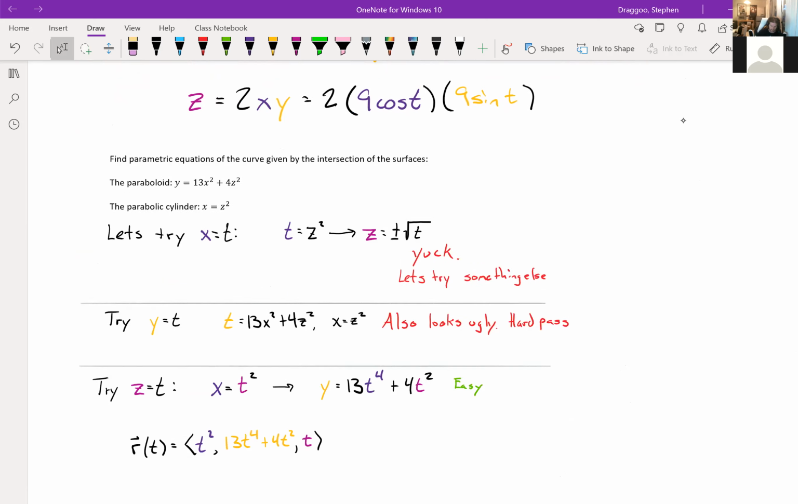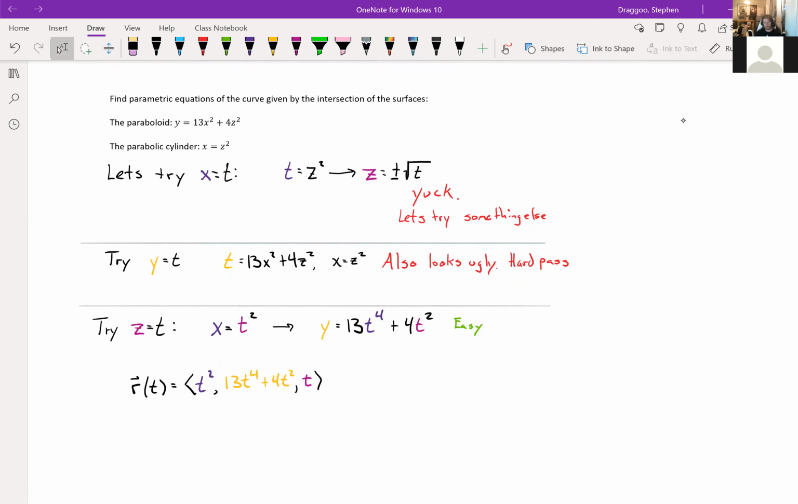All right. So this is one of the examples that I put in my notes that I just decided to copy and paste over here, of actually experimenting with choosing some different values for t and seeing what happens, and why maybe some choices are going to be better than others when we're looking at a parameterization. So for starters, I've got the paraboloid y equals 13x squared plus 4z squared and a parabolic cylinder, x equals z squared. And we're going to try some parameterizations here.